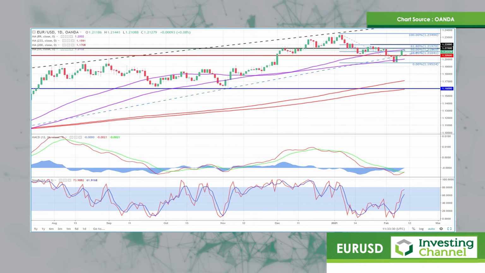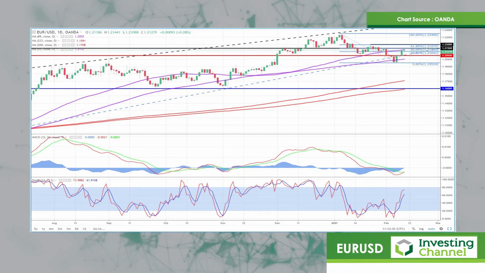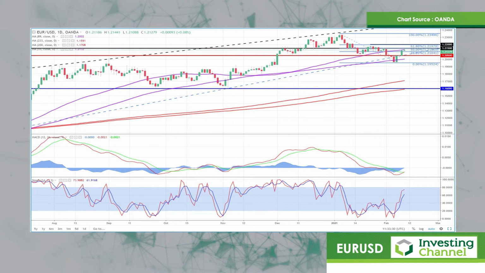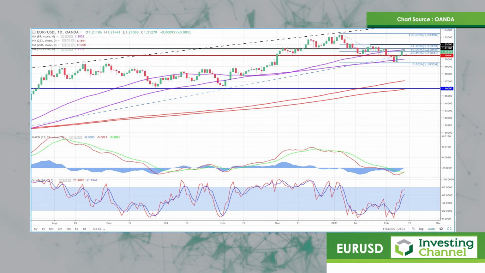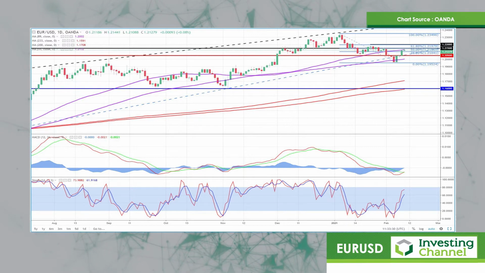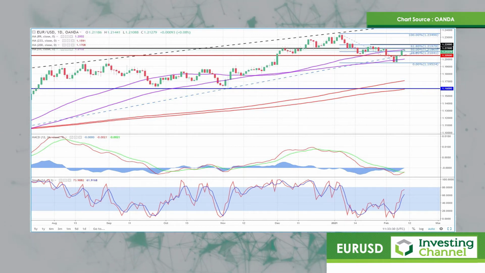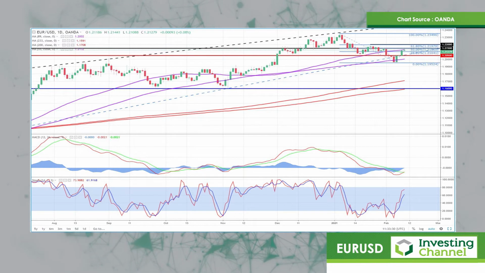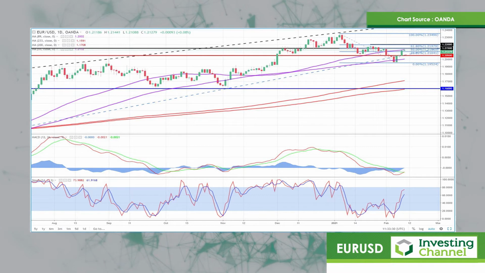And 1.2050 in particular, where we're currently seeing resistance, I think is a really interesting area of resistance for this currency pair. We have the 55-day simple moving average, which crosses around this level. This is also the 50% retracement of the move from the 2021 high to the 2021 low. So as far as fib levels are concerned, this is clearly a key one. And the fact that we're seeing this resistance around this level could be very important.